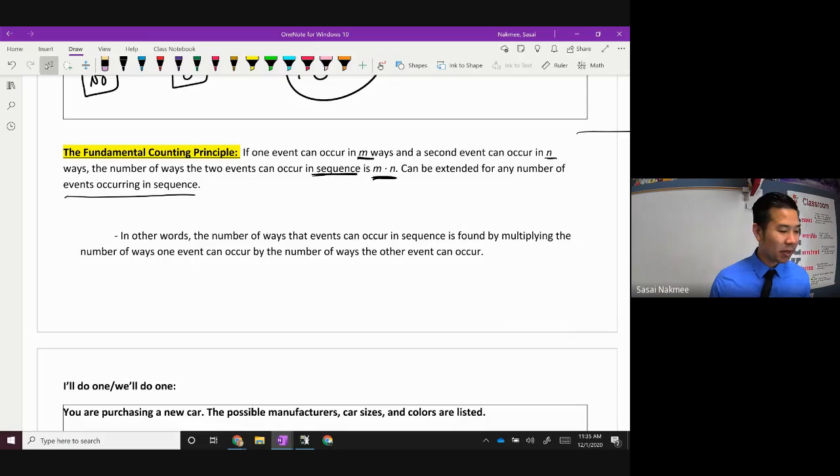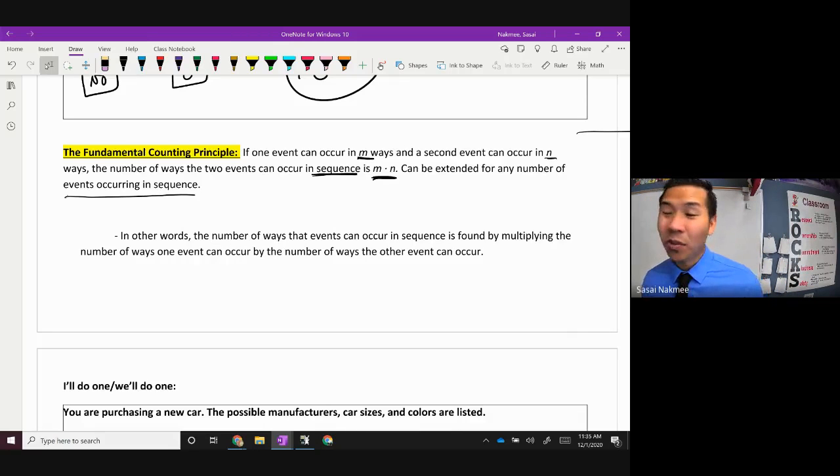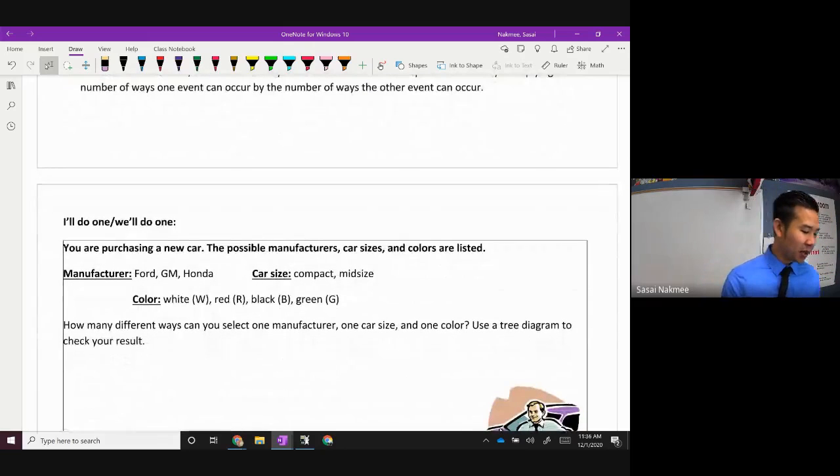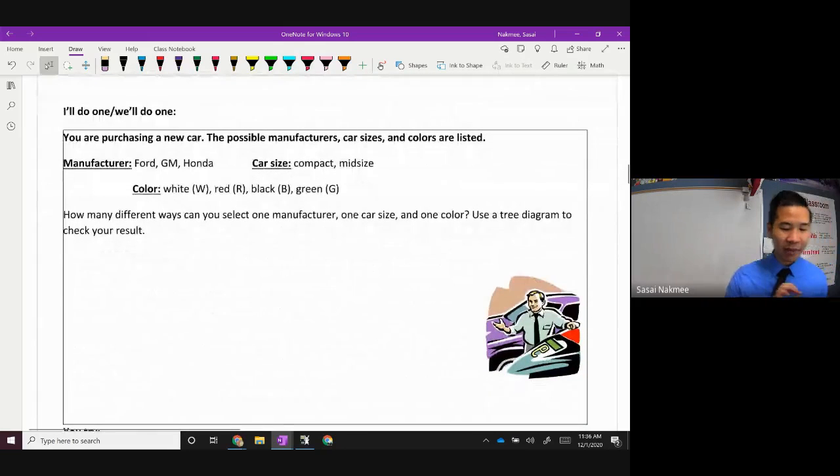So what was nice about the fundamental counting principle is it helps you count the total possibilities of ways without having to list it. Anyways, hopefully that makes sense to you guys on that one. Let's do another one. Let's do an actual problem here without having to list it all out.